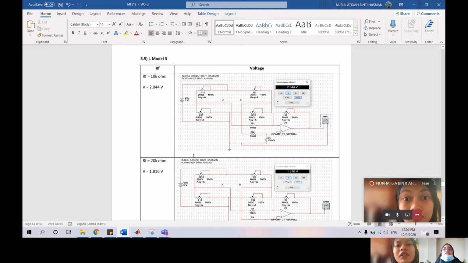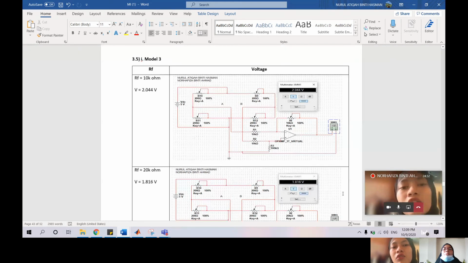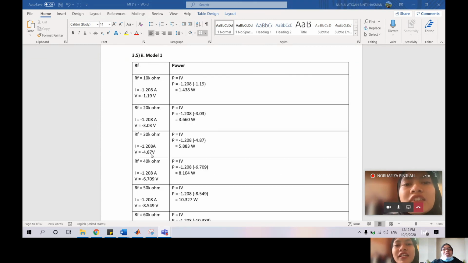For model 3, the potentiometer value used is 200 ohm and the feedback resistor is still changing from 10 kilo ohm to 200 kilo ohm. The given value when the feedback resistor is 10 kilo ohm is 2.044 volt. In my opinion, it should be zero, but maybe this circuit is highly sensitive, so it still produces a voltage output. After gaining the voltage and current, we conclude it in a table.